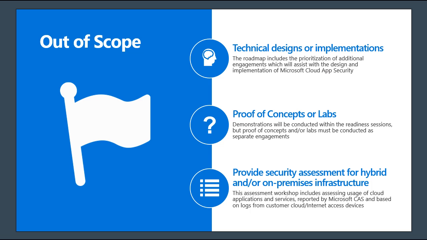Proof of concepts and labs, generally out of scope. And then being able to provide that security assessment for hybrid or on-prem infrastructure, that's out of scope. Although with all of that being said, this could be part of your roadmap. Now that you've done an assessment for the customer on their cloud SaaS application usage, maybe we want to go back and do a similar type of assessment for on-premises applications. Maybe we want to go through and do something with a proof of concept or a lab for them, right? So this could be part of that roadmap that leads to deeper engagement with that customer.